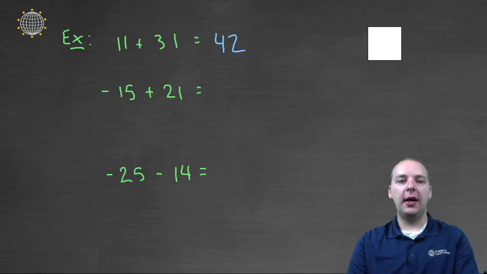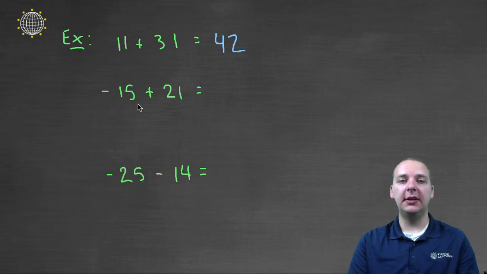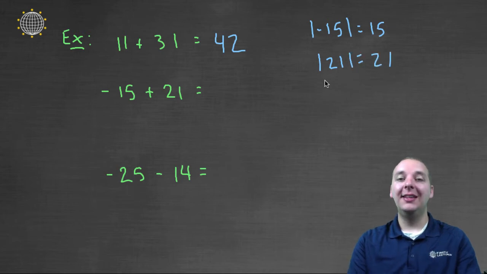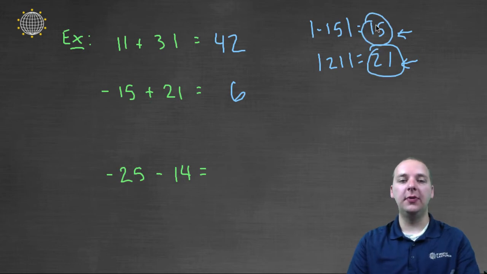All right, next up we have negative 15 plus 21. That's a negative plus a positive. So we're going to take the absolute value of negative 15. That's 15. We'll take the absolute value of 21. That's 21. The difference between 21 and 15, that's 6. Now I'm going to keep this a positive 6 as opposed to a negative 6 because 21 was larger than 15. And sure enough, negative 15 plus 21 is 6.